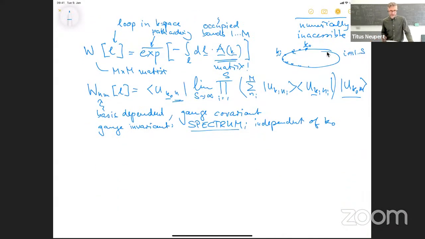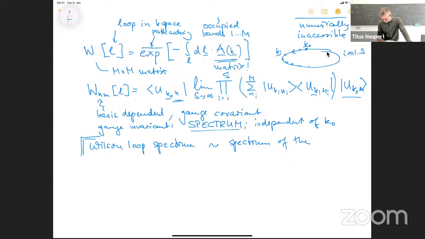Okay. And so now the point that I want to make is that the Wilson loop spectrum is related to the spectrum of the position operator projected into the degrees of freedom of the occupied bands. Projected. So, as I said, spectrum is gauge invariant, so it should carry some physical information. And the point is, it does, and we'll relate it to this spectrum of the position operator.